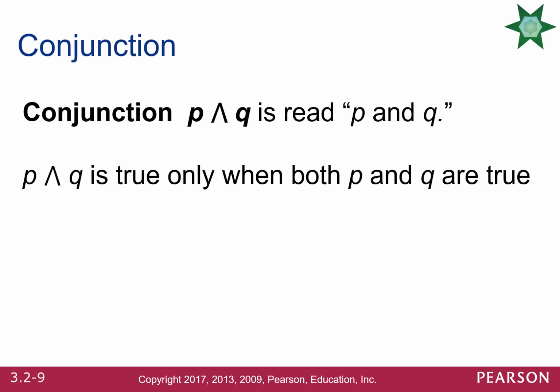And now just to summarize what we learned about conjunction, disjunction, negation, and all that. So conjunction symbolized as P and Q is read P and Q. And this statement will be true only when both P and Q are true. All right. So both of them have to be true in order for the compound statement to be true. Otherwise, it will be false.